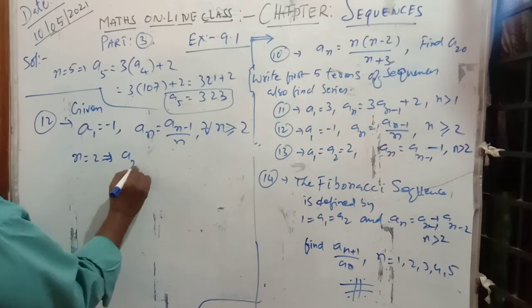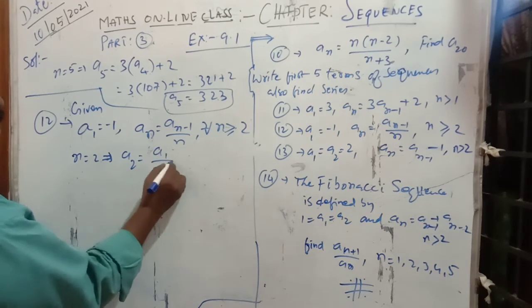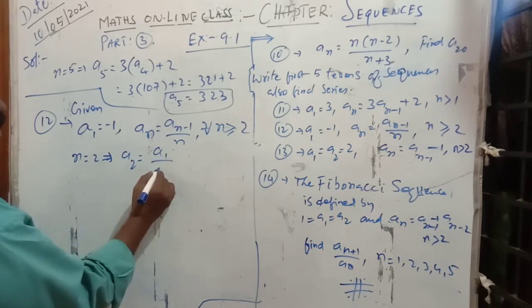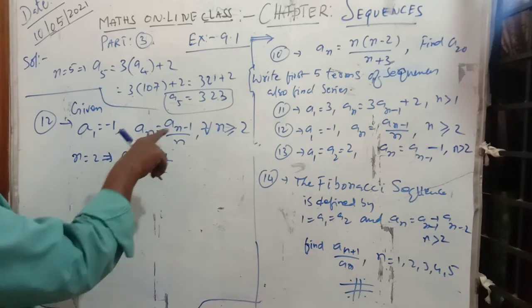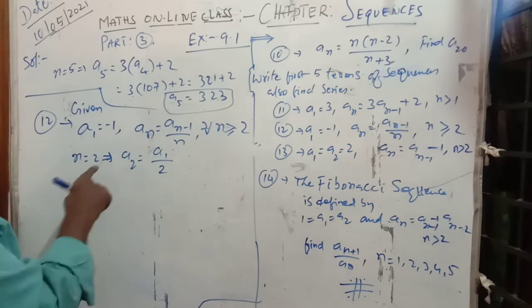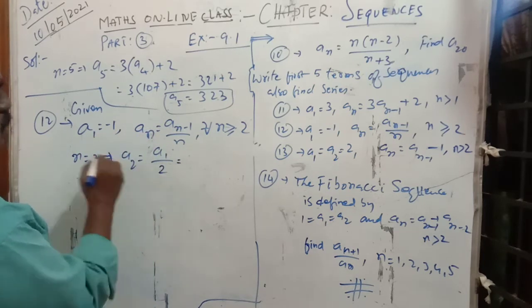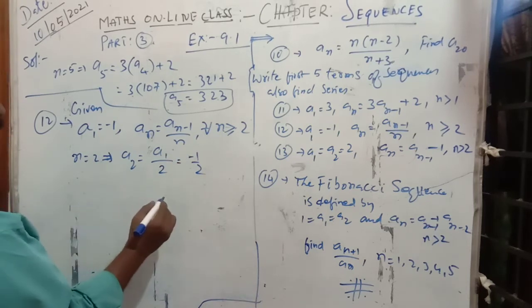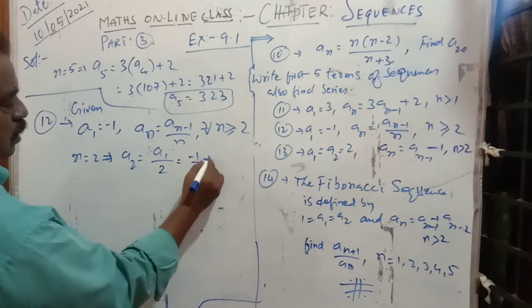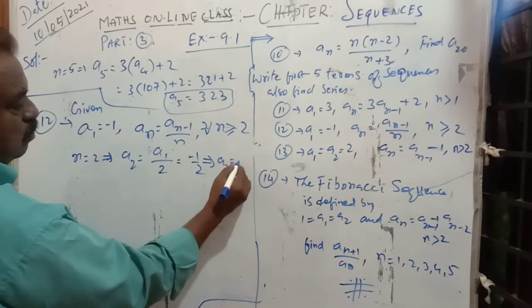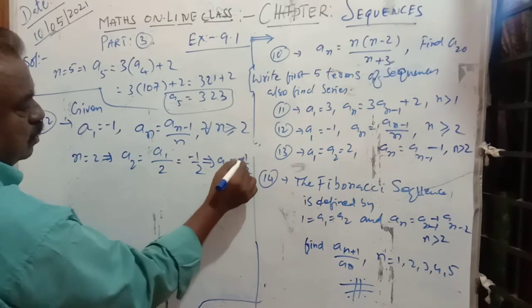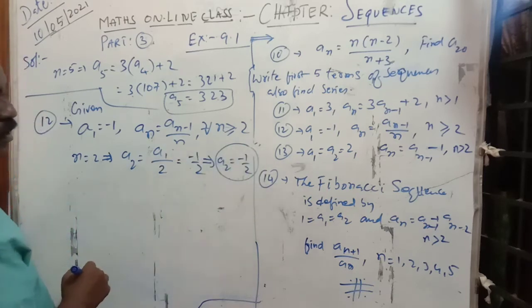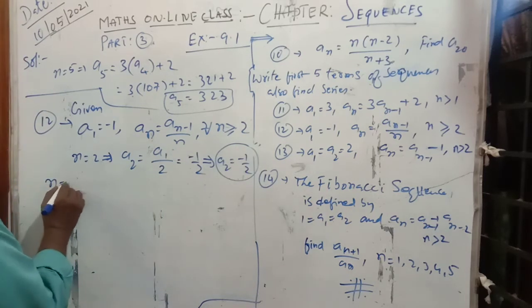Then A2 is equal to A1 by 2, the previous number divided by n. What is A1? Minus 1. So A2 is equal to minus 1 by 2. Now n is equal to 3.